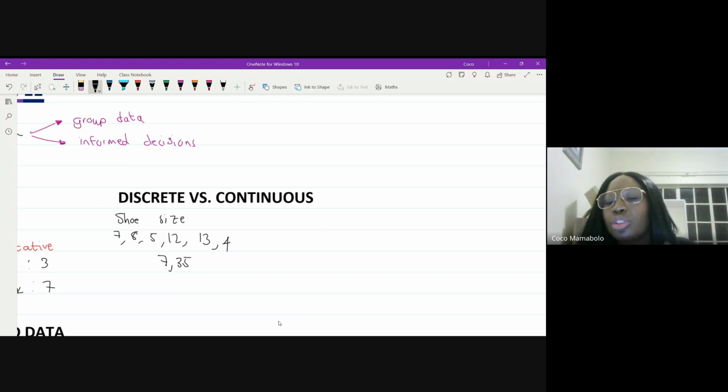Like if you walked into a store and said, I want to buy a pair of shoes, and the store clerk said, okay, that's great, what size are you? You're not going to say, I'm size 8,44. It's not going to make sense. Okay, so discrete data is information that's already kind of packaged for us.